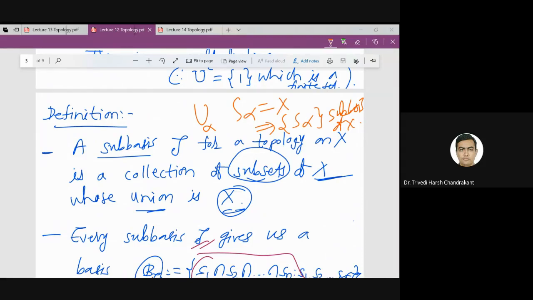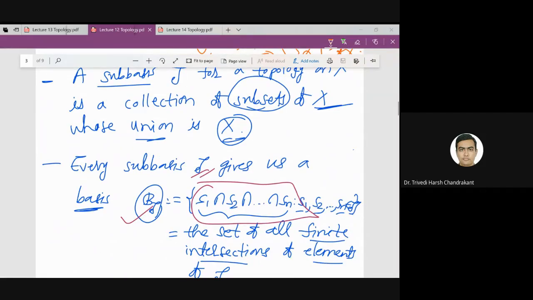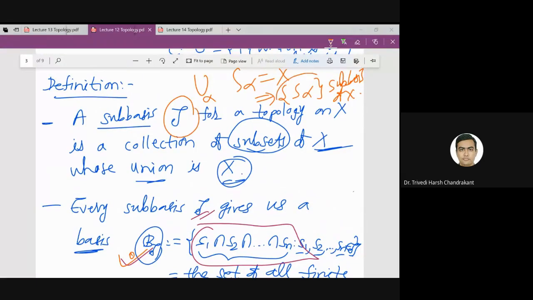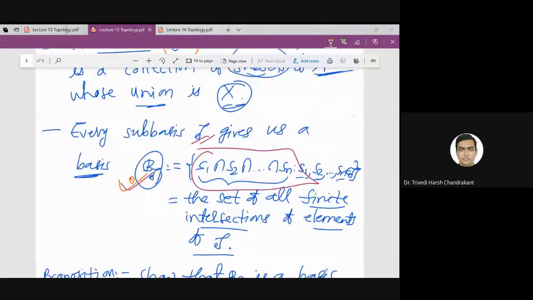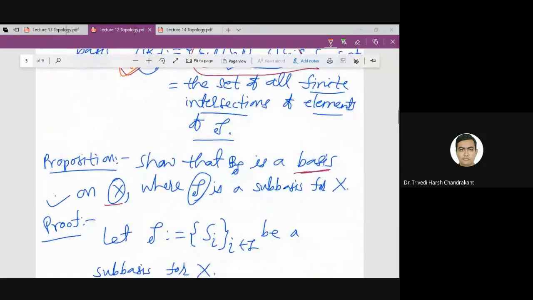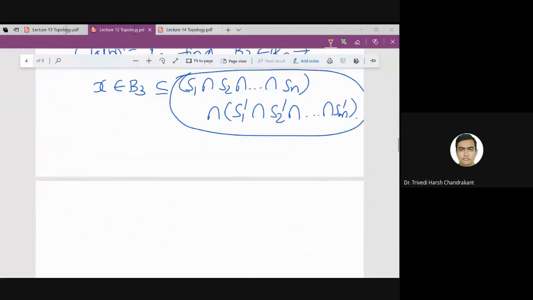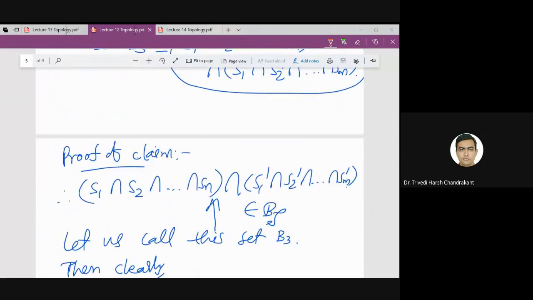And once we have a subbasis for a set X, we can generate a basis by taking all possible finite intersections from this collection S. Once we get a basis from a subbasis, we know how to generate the topology. If I have a basis B, then I can take all the possible unions of elements of B, and that is the corresponding topology.